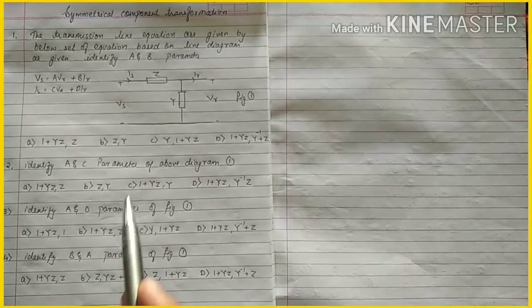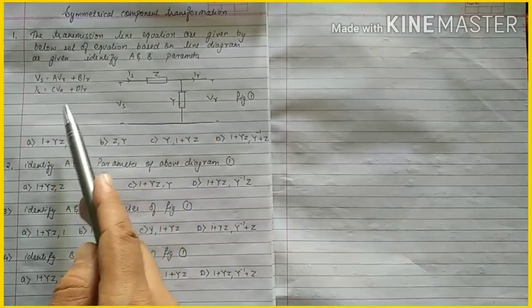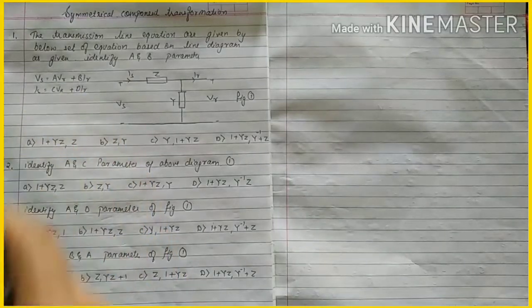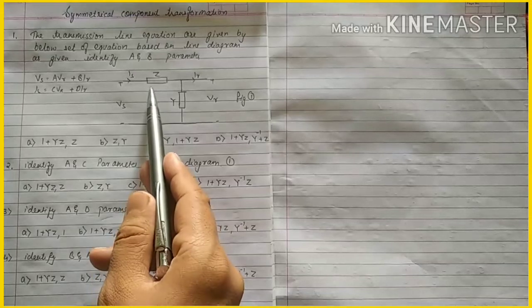Okay, so this is the diagram and you have to find out the A, B, C. You have to find A and B. Okay, so this is the equation given. So how will we find the ABCD parameter of this diagram? Okay, so we can say that this is a load, sorry, this is a receiving end capacitance model, or we can say load condenser method diagram.